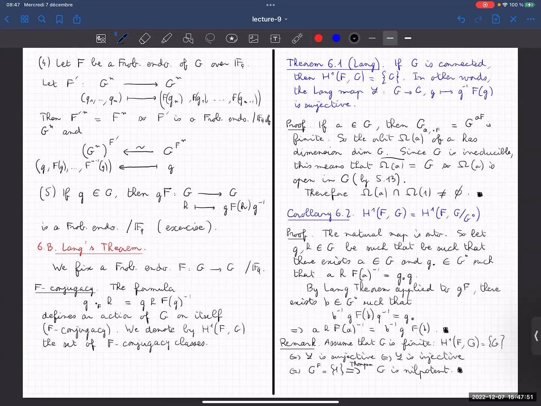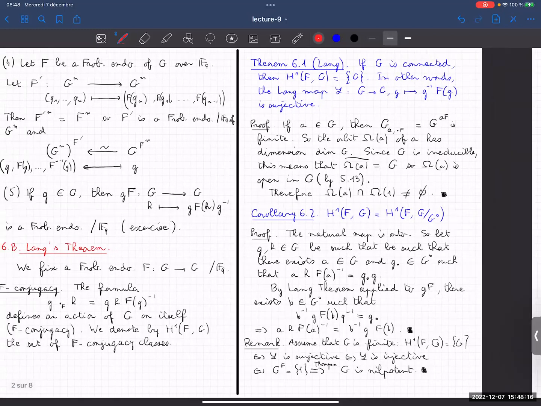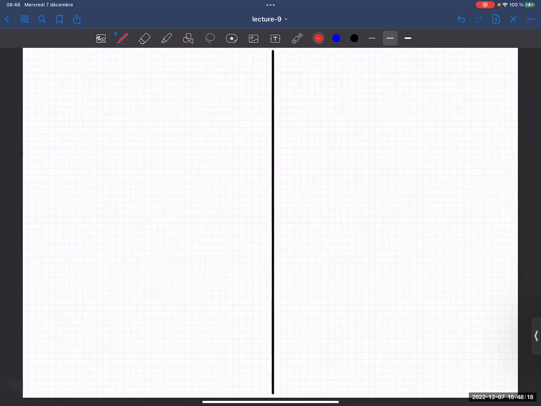Okay, but as I have said, this is not important for our purpose. So are there questions on F_q structure and Lang's theorem at this stage? No question? Okay, so let's go on with some other consequences.